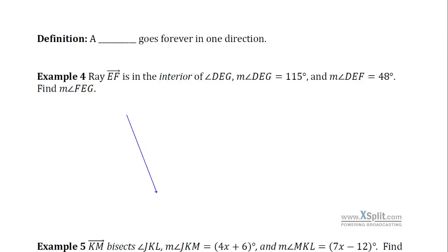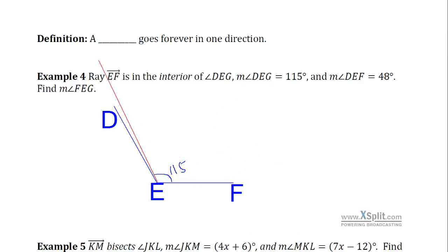I'm going to go ahead and draw angle DEG. I am given information that DEG is a 115-degree angle, so I'm going to approximate that. You could draw it with a protractor if you like. I'm going to draw ray EF after I label my points. Here's D. Oh, bother. Let me draw that once more. 115. Here's point D, here's point E, here's point F. We have a ray EF that is going off into the distance.